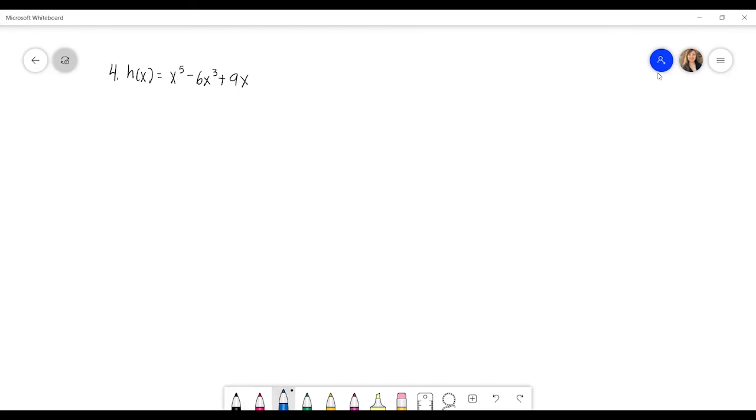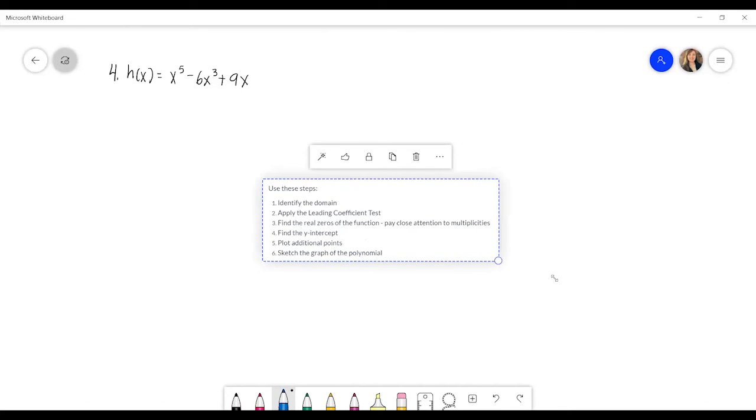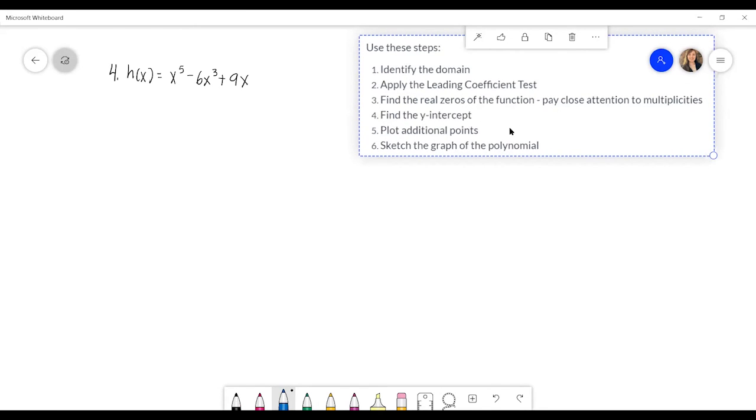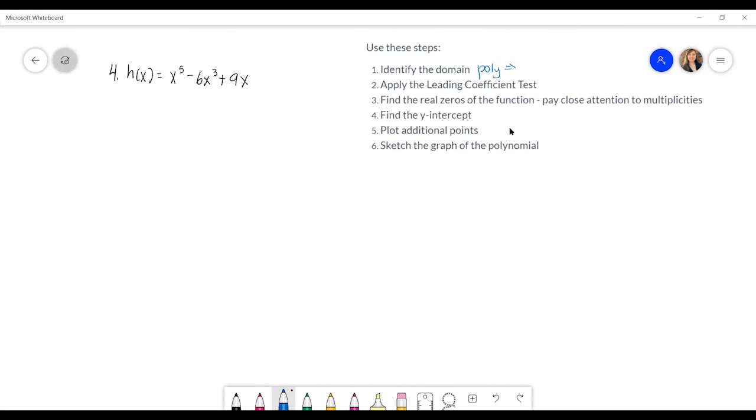Okay, so same idea. No need to change what's working at this stage in the game, right? So again, we want to go through these steps. Again, I'll reiterate, this is a polynomial, and that means that our domain is the set of real numbers. You can always make that assumption if it's a polynomial. If it's not, you don't necessarily get to make that assumption.